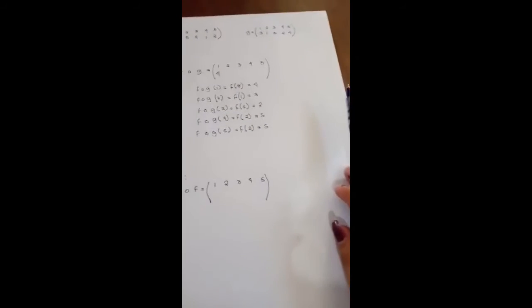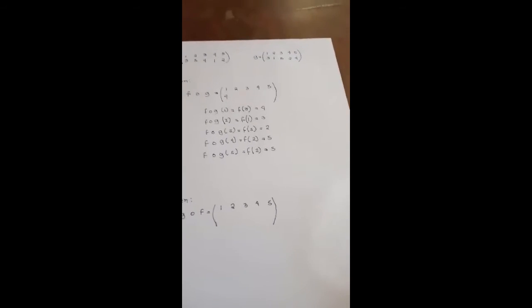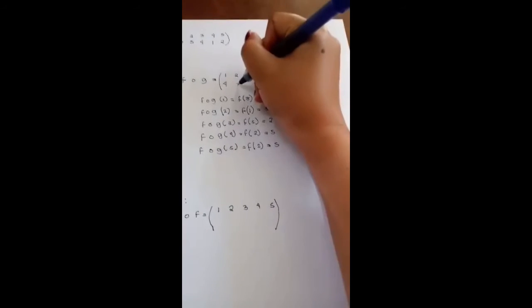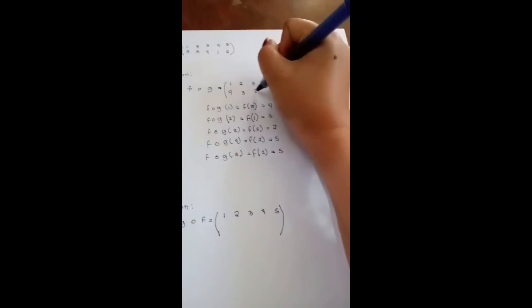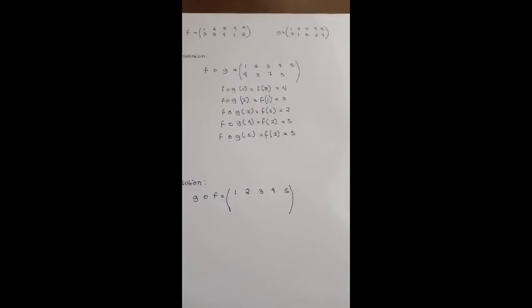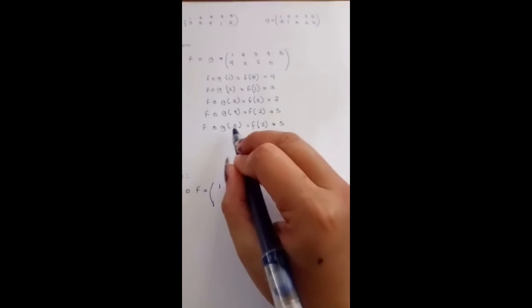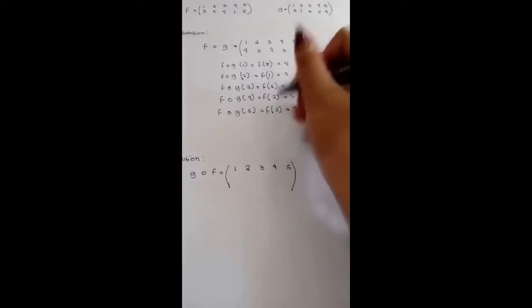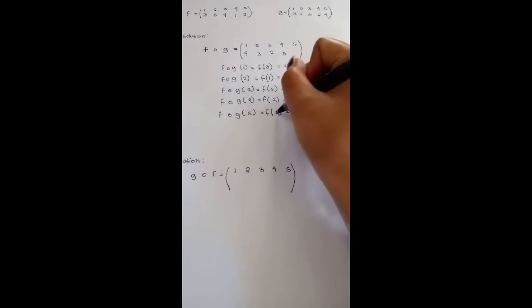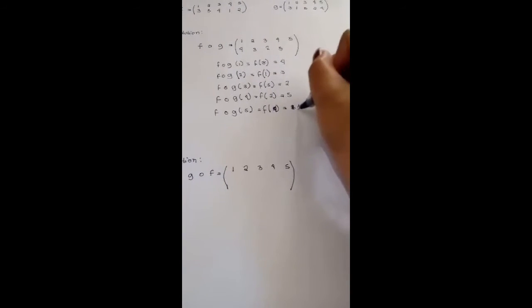So the output for the function composition f of g is 4, 3, 2, 5. F of g of 5 is equal to f of 4, rather. So f of 4 is equal to 1.